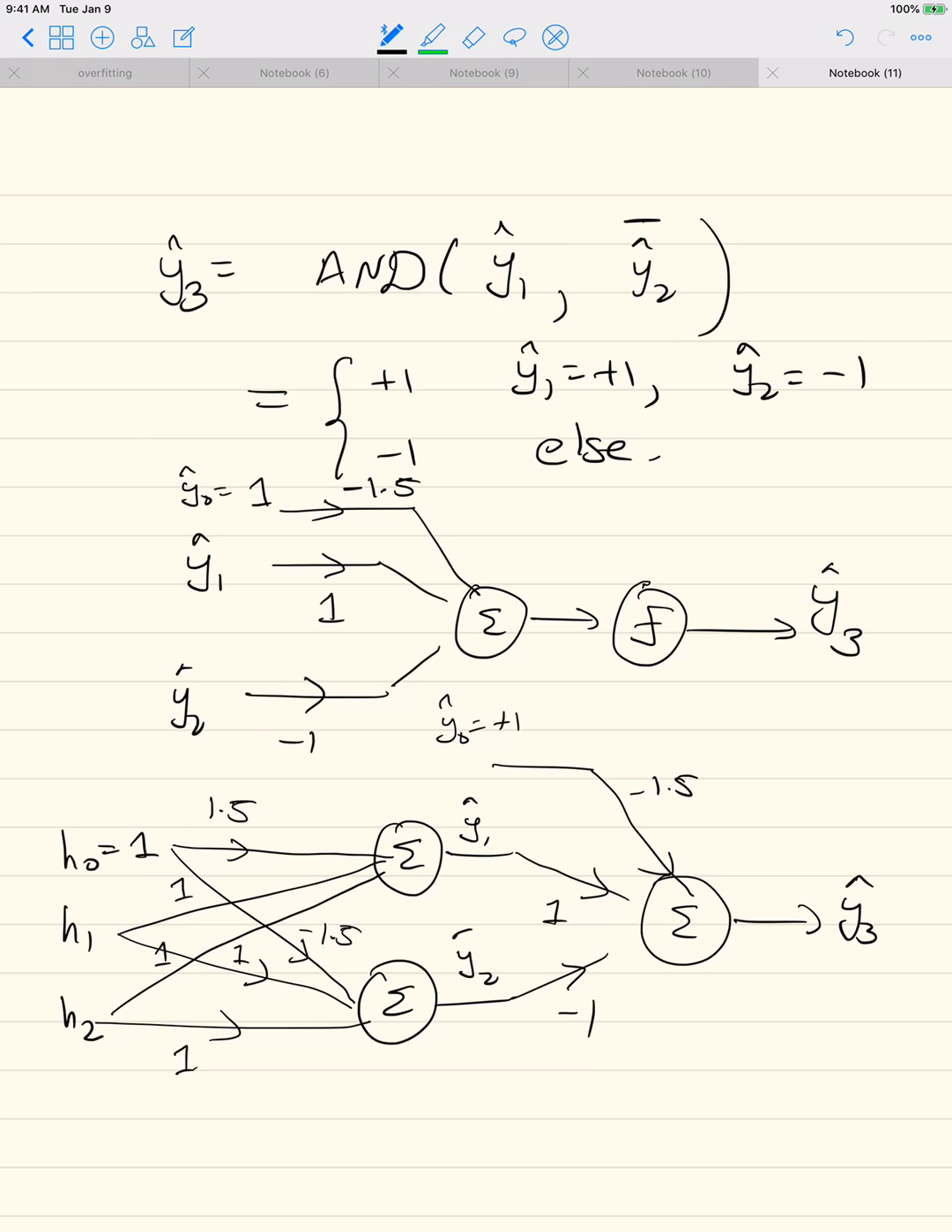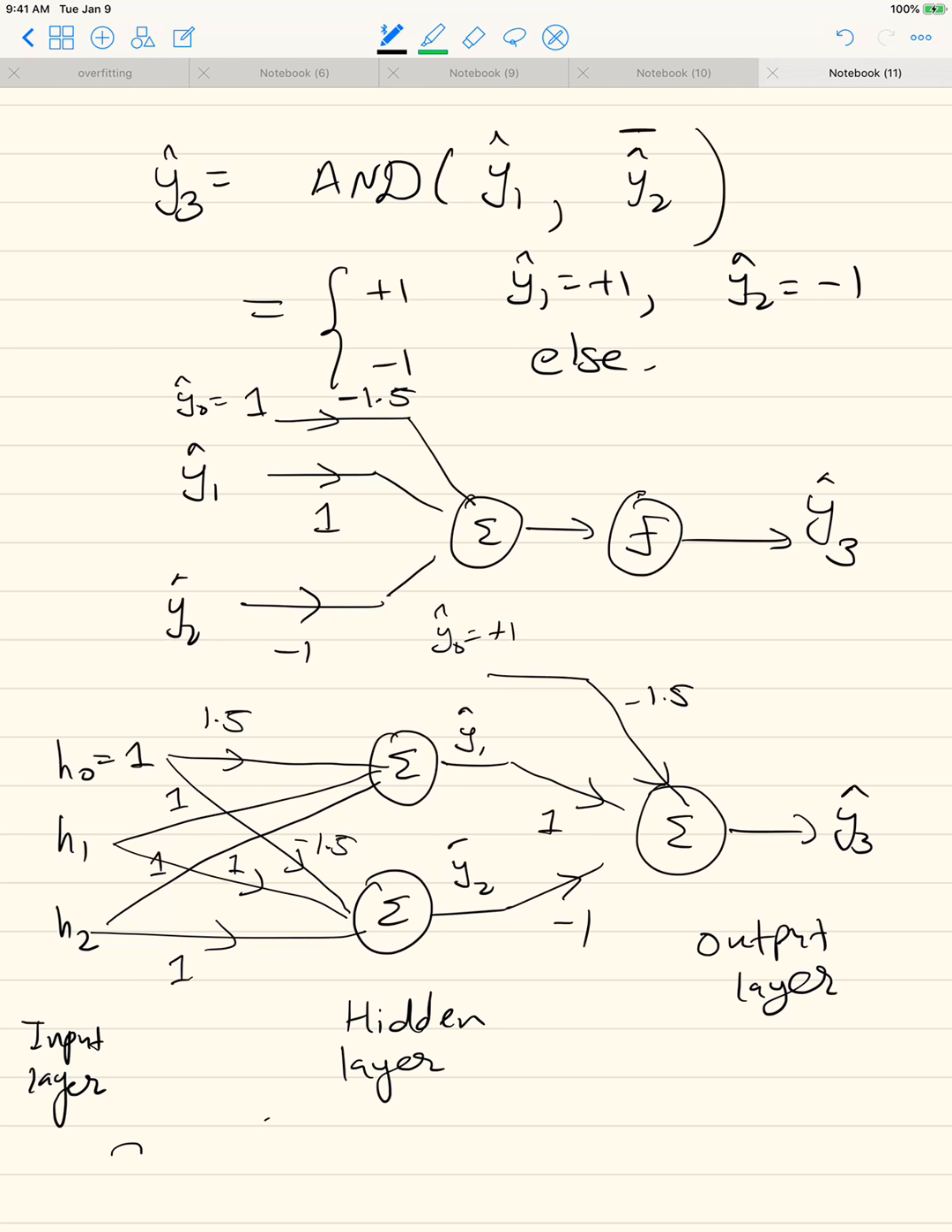this is our final output. So the point here is that we have an input layer, one layer of hidden nodes. This is the hidden layer, and this is the output layer. So a two-layer network implements the XOR function.